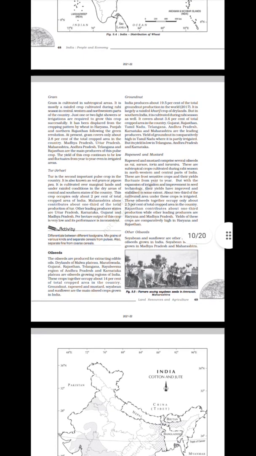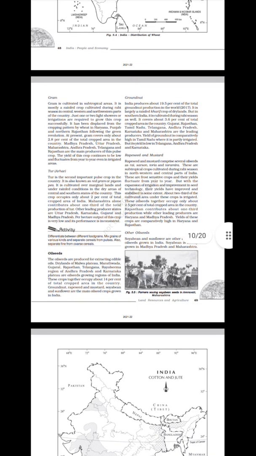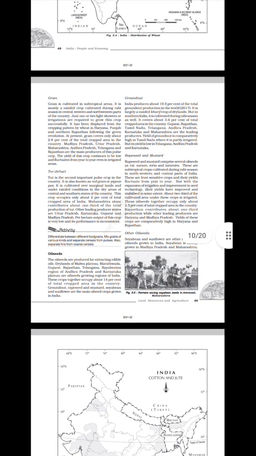Rapeseed and mustard. Rapeseed and mustard comprise several oilseeds as rye, sarson, toria, and taramira. These are subtropical crops cultivated during Rabi season in northwestern and central parts of India. These are frost sensitive crops and their yields fluctuate from year to year, but with the expansion of irrigation and improvement in seed technology, their yields have improved and stabilized to some extent. About two-thirds of the cultivated area under these crops is irrigated.